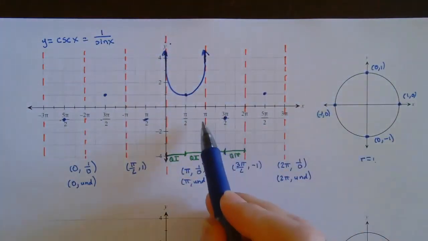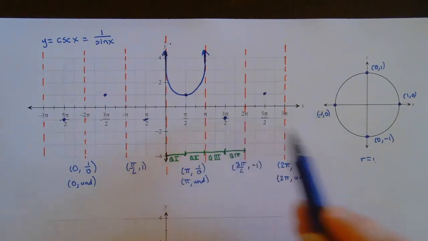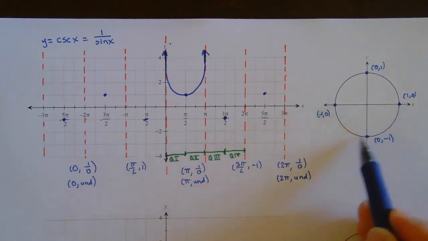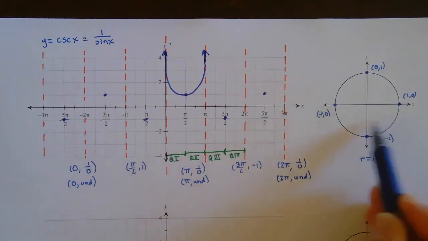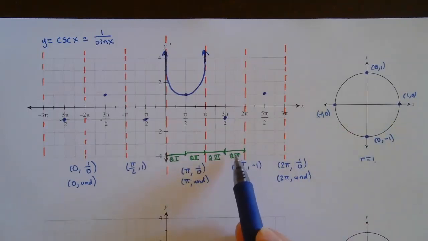Okay, how about pi to 2 pi? How about this one? Well, what do I know about my y's from pi all the way to 2 pi? They're all going to be negative. All my y's in these two quadrants, quadrant 3 and quadrant 4, are negative.